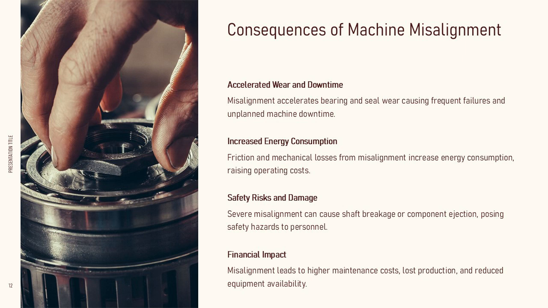From a safety perspective, severe misalignment can result in shaft breakage or component ejection, posing risks to personnel. The cumulative financial impact includes higher maintenance costs, lost production, spare parts consumption, and reduced equipment availability. Understanding these consequences reinforces the importance of addressing misalignment proactively. Correcting root causes rather than repeatedly fixing symptoms is essential for achieving reliable, efficient, and safe operations.